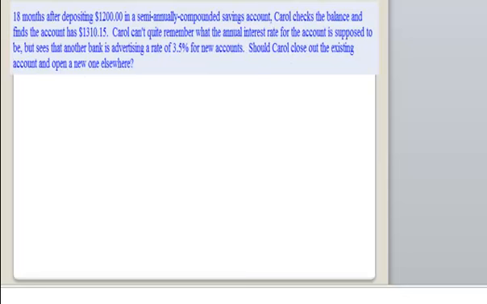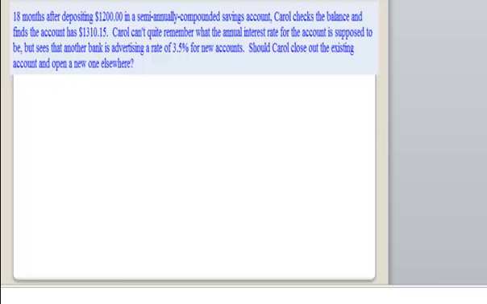18 months after depositing $1,200 in a semi-annually compounded savings account, Carol checks the balance and finds the account has $1,310.15. Carol can't quite remember what the annual interest rate for the account is supposed to be, but sees that another bank is advertising a rate of 3.5% for new accounts. Should Carol close out the existing account or open a new one elsewhere?